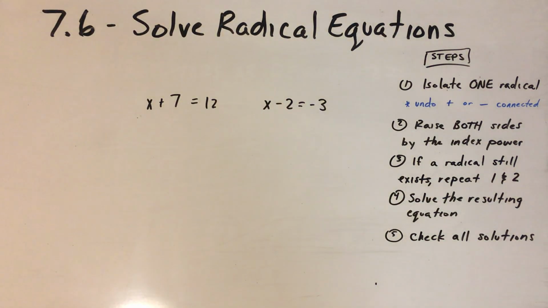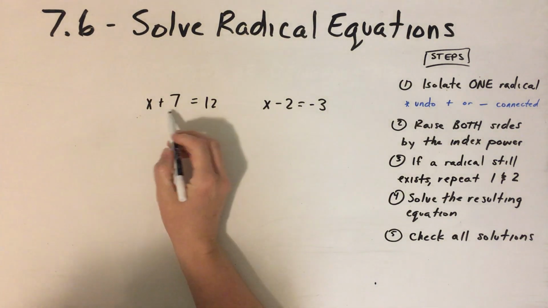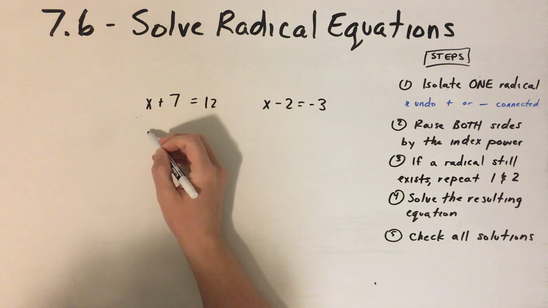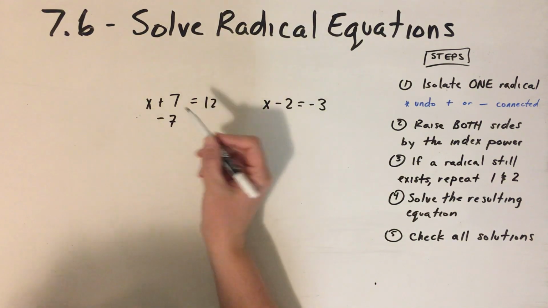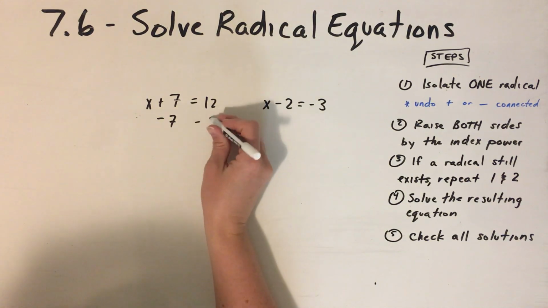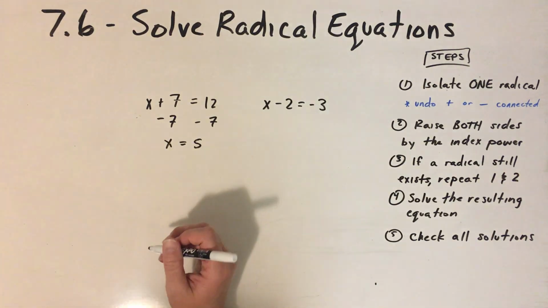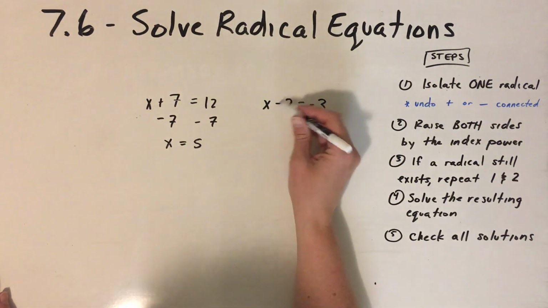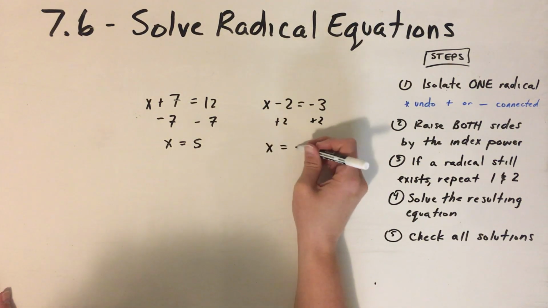This is 7.6, solving radical equations. I'm going to start off with how we would solve regular equations if we wanted to isolate x. If I want to isolate x, I'm going to undo any addition or subtraction connected to it. For instance, this positive 7 is connected to this x through addition, so I'm going to do the opposite. Whatever I do to one side of the equation, I have to do to the other. And so I would get that the solution is x equals 5. On this other one, this is a negative 2. So if I add 2 to both sides, then I would get that x is a negative 1.